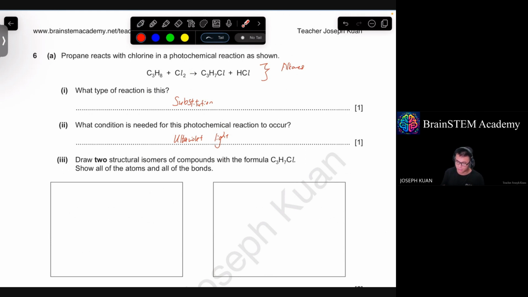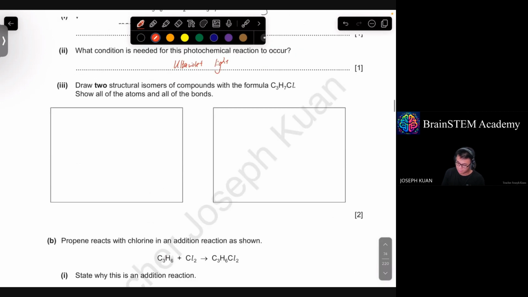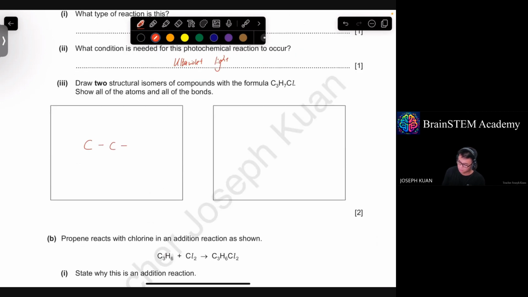Next, draw two structural isomers of the compound with the formula C3H7Cl. Show all of the atoms and all of the bonds. Now, I'm drawing a 3-carbon compound. Actually, it's a haloalkane. If you're interested, you can search on that. And I need to draw 7 hydrogen atoms.